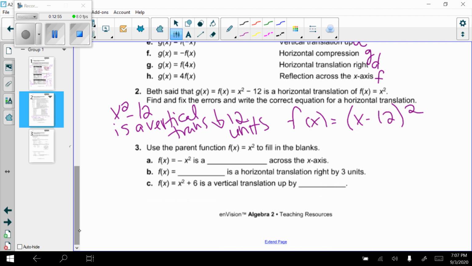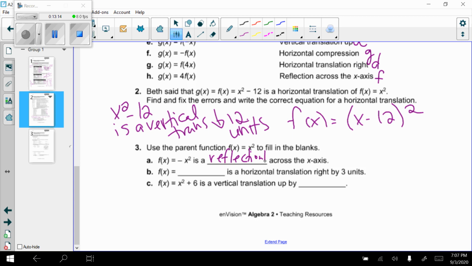And next, use the parent function f of x equals x squared to fill in the blanks. F of x equals negative x squared is a what across the x-axis? Anytime we have that negative out front, that is a reflection. This is where it changes the way that the graph opens.